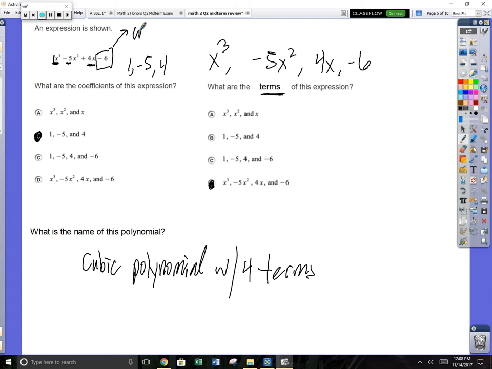This has a special name. It is called a constant. So it's not a coefficient. This number all by itself, it is a constant. The coefficients are how many letters you've got, how many variables you've got. So you got 1 cube, negative 5 squares, and 4 x's. Those are your 3 coefficients.